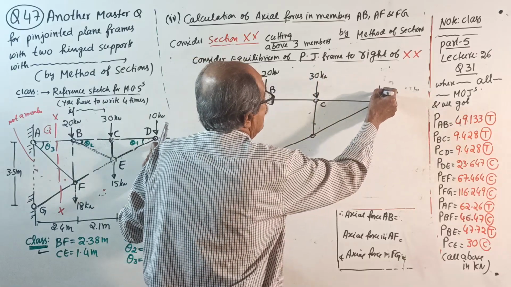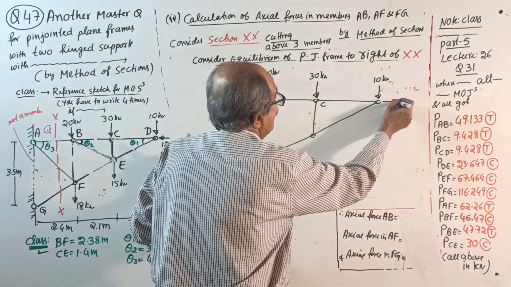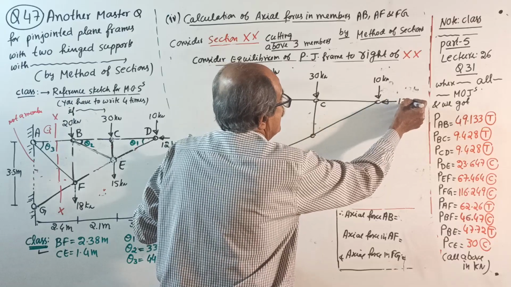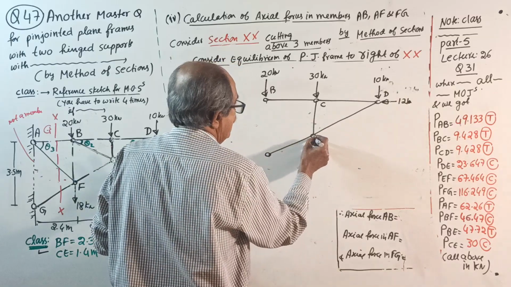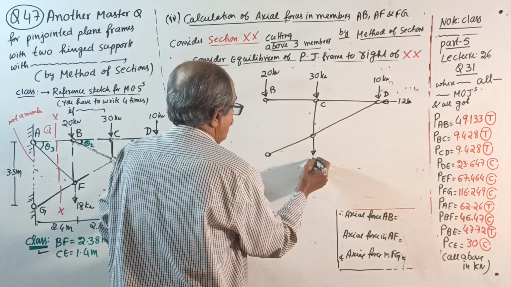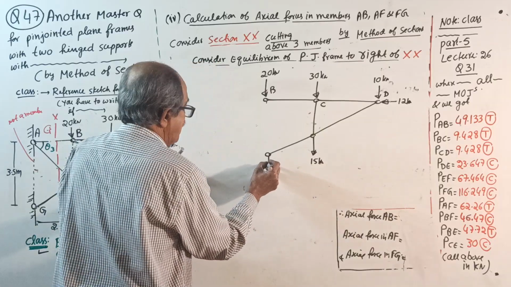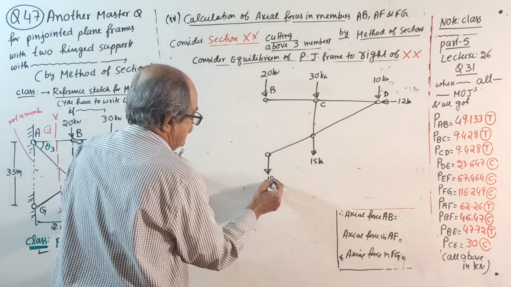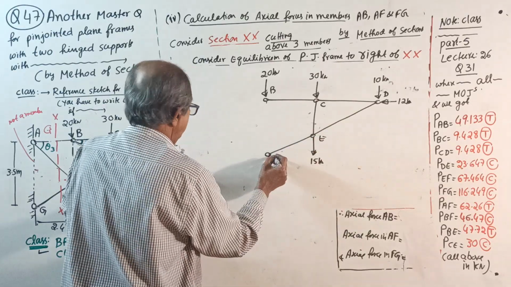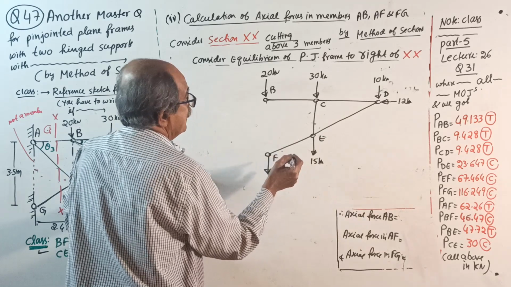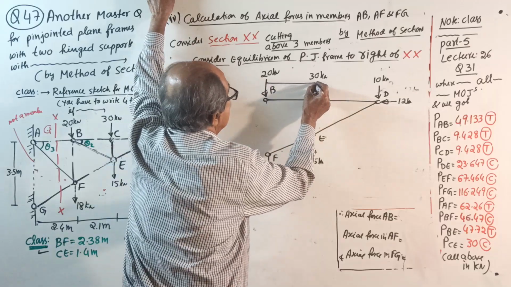D. How much? 10 kilonewton and 12 kilonewton. Okay, 12 kilonewton. This is D. This is E, a load of 15 kilonewton. One more load of 18 kilonewton here. 18 kilonewton. This is what? Which point? E. This is F. Okay, then this distance is required.